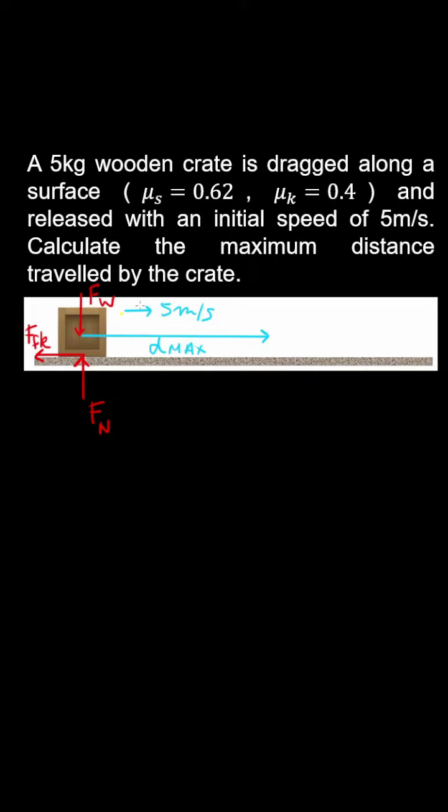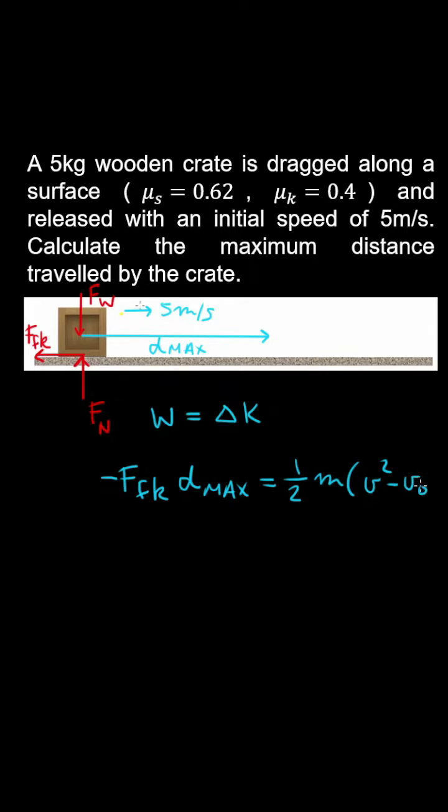A 5 kilo wooden crate is dragged along a surface which has these friction coefficients and released with an initial speed of 5 meters per second. And we're asked to calculate the maximum distance traveled by the crate. So to do that, we can use the work-kinetic energy theorem. And only the force of kinetic friction does work. So that will be minus f_k multiplied by d max is equal to the change in kinetic energy, which is 1/2 by the mass of the wooden crate by the final speed squared minus the initial speed squared.